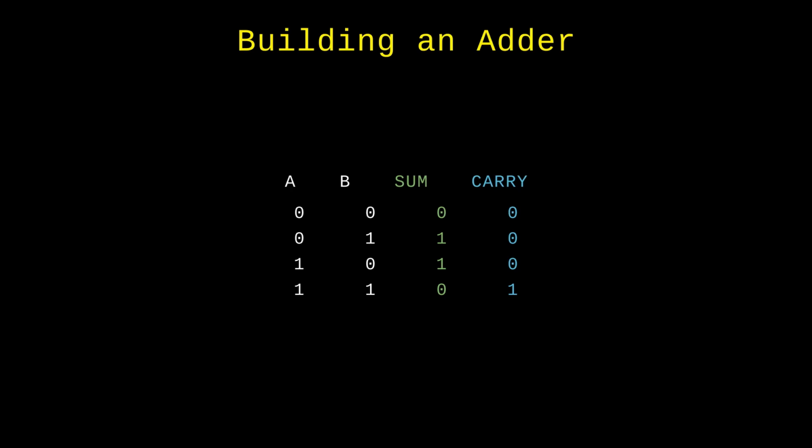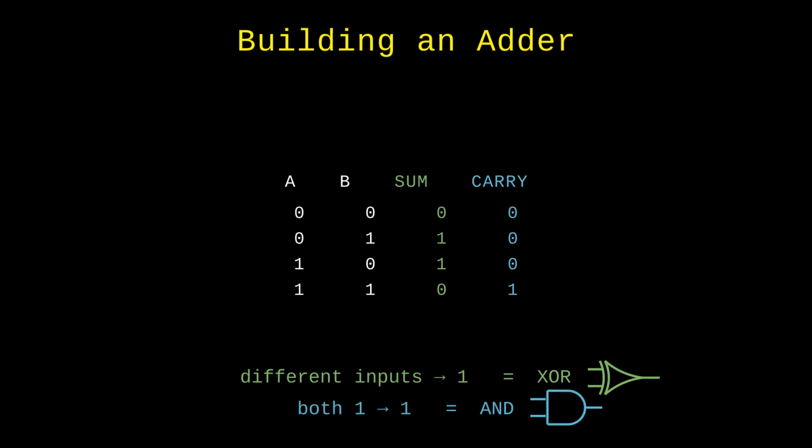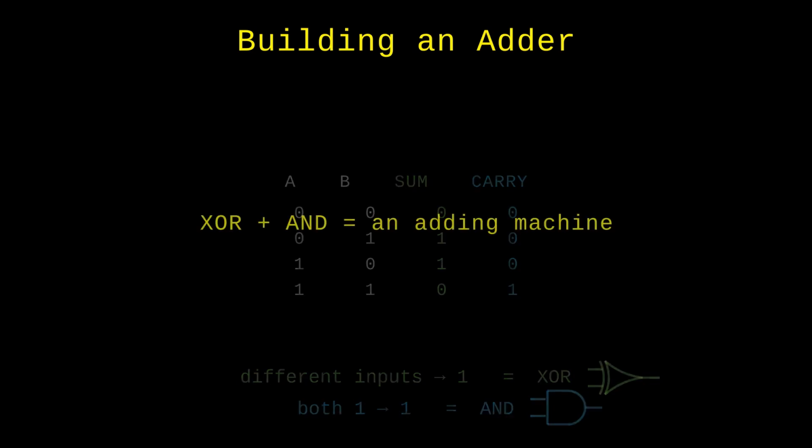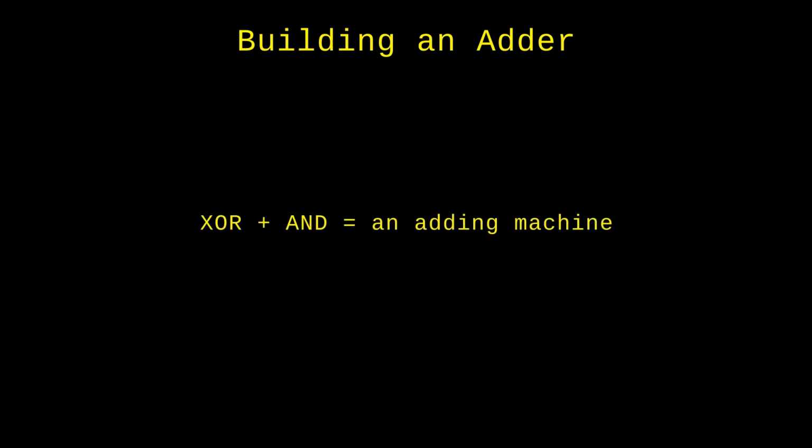It's 1 when the inputs are different. That exact pattern is what an XOR gate does, it gives 1 only when the inputs are different. Look at just the carry digit. It's only 1 when both inputs are 1. That's what an AND gate does. So to add two single binary digits, you just need one XOR gate and one AND gate. That's it. Wire them up and you've got an adding machine.